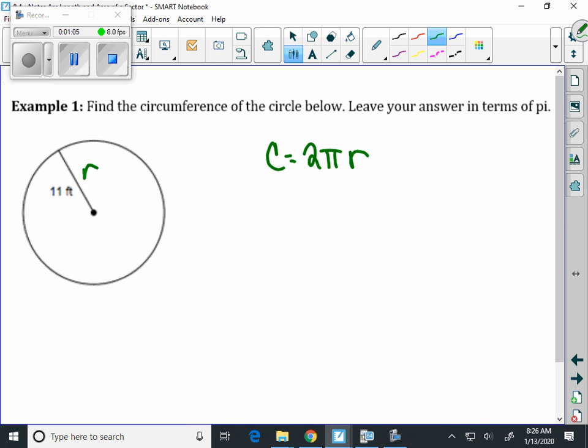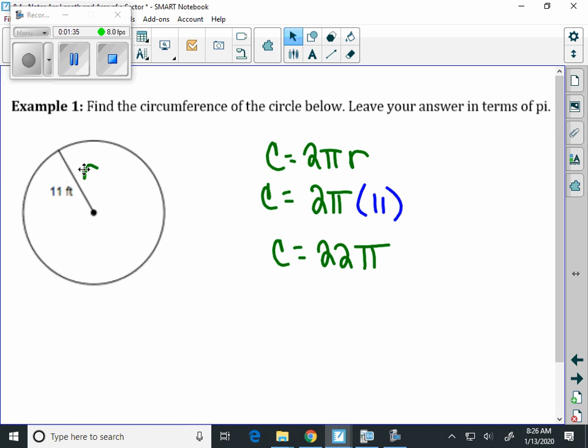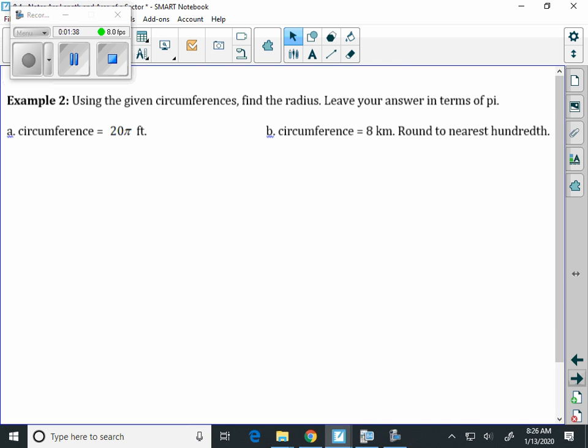It says leave your answer in terms of pi. What we're filling in is this value of the radius, which happens to be 11. And then our circumference is 2 times 11 is 22 and a pi. Notice that I multiplied the numbers together, the 2 and the 11, and then the pi. That's what it means to leave your answer in terms of pi. We don't always have to leave our answer in terms of pi.